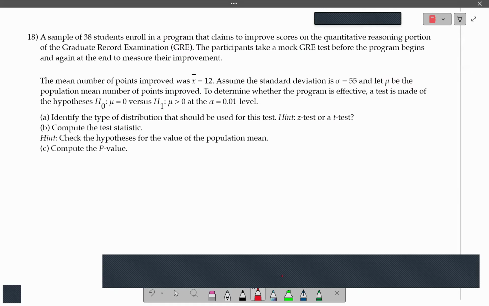Okay. Determine whether the program is effective. Test the hypothesis H0. This is your claim. The mean equals 0 versus the mean greater than 0, right? At the level of 0.01. Identify the type of distribution that should be used for this test. Is it Z-test or T-test?